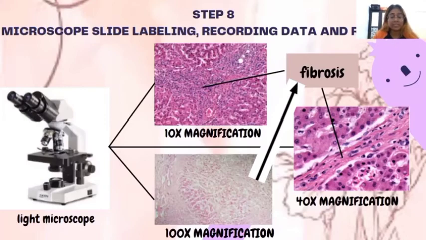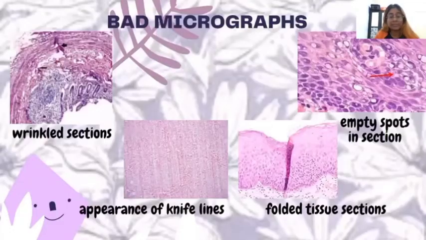Fibrosis and inflammation in the tissue sample can be observed, indicating cirrhosis in the patient. The micrographs observed under the microscope were good micrographs. Bad micrographs have wrinkled sections due to a blunt knife, appearance of knife lines due to nicks in the blade, folded tissue sections due to curled sections, and empty spots in sections due to bubbles captured during the embedding process.